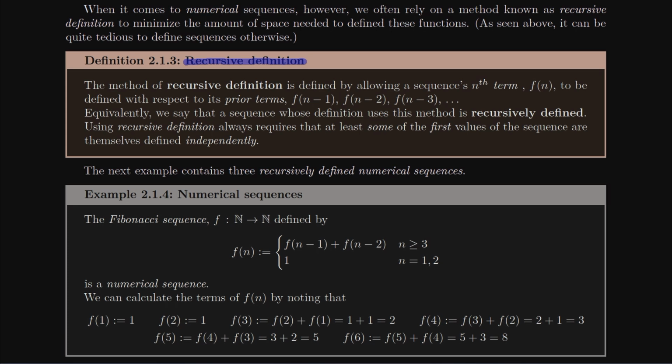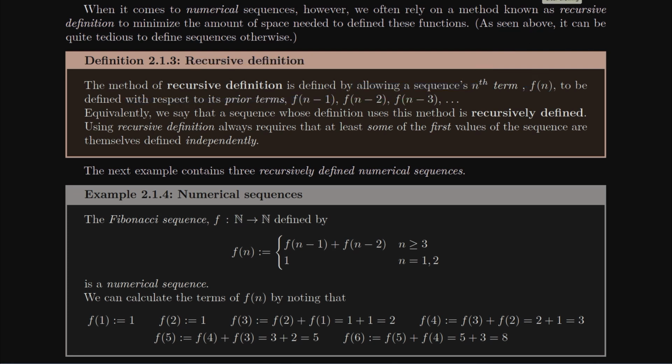And so what is a recursive definition? Well, it allows a sequence's nth term, if I'm defining f of n, so that nth term, to be defined with respect to the prior terms. So, what does it mean to be prior? What comes before the number n, for example? Well, the number n minus 1 comes before it, the number n minus 2 comes before it, the number n minus 3 comes before it. And so it turns out to be useful to refer to previous terms of the sequence.